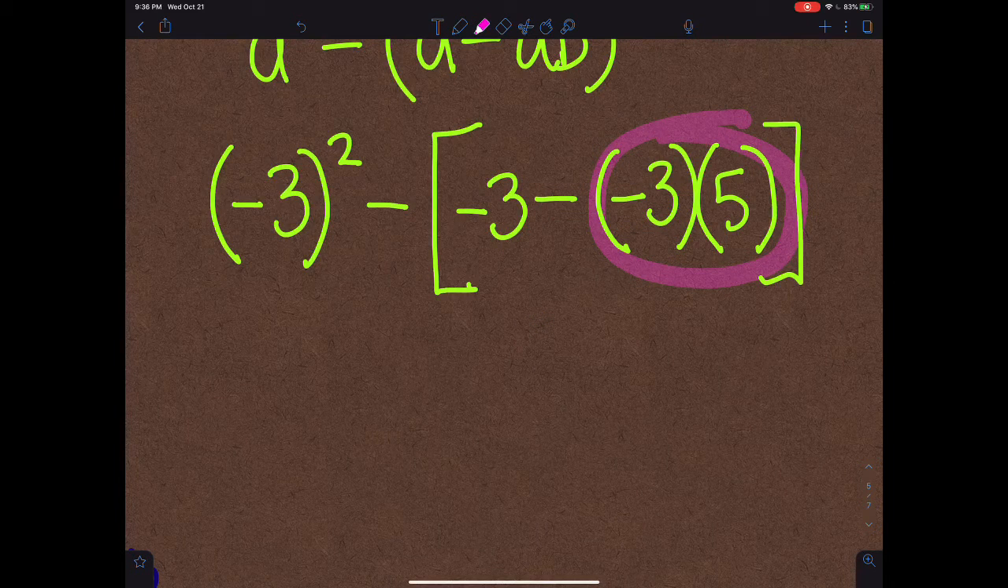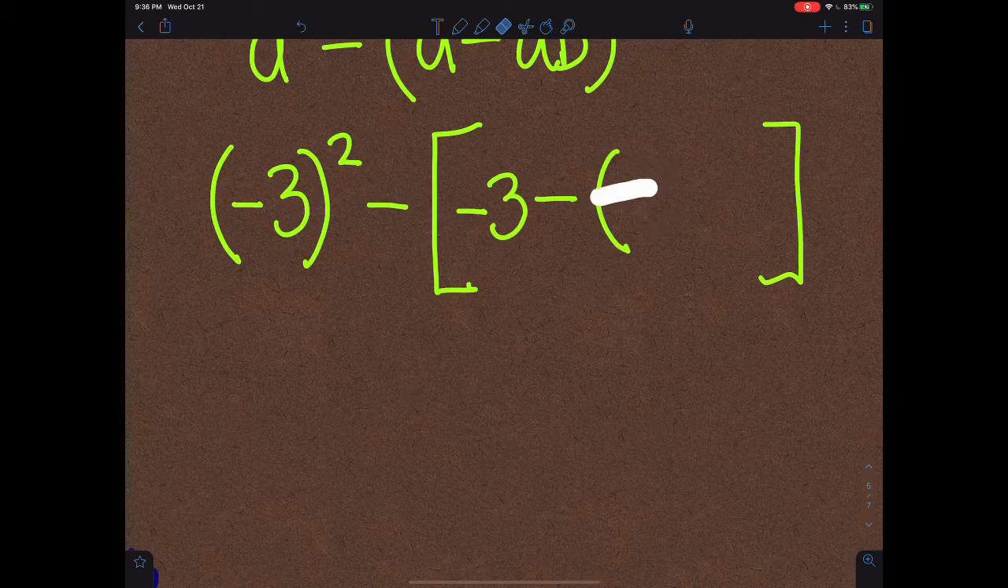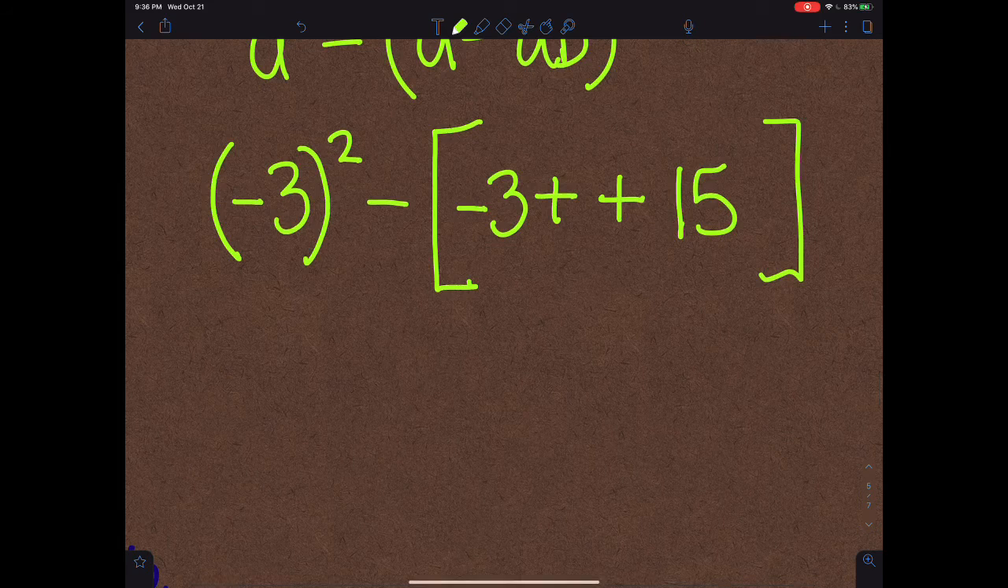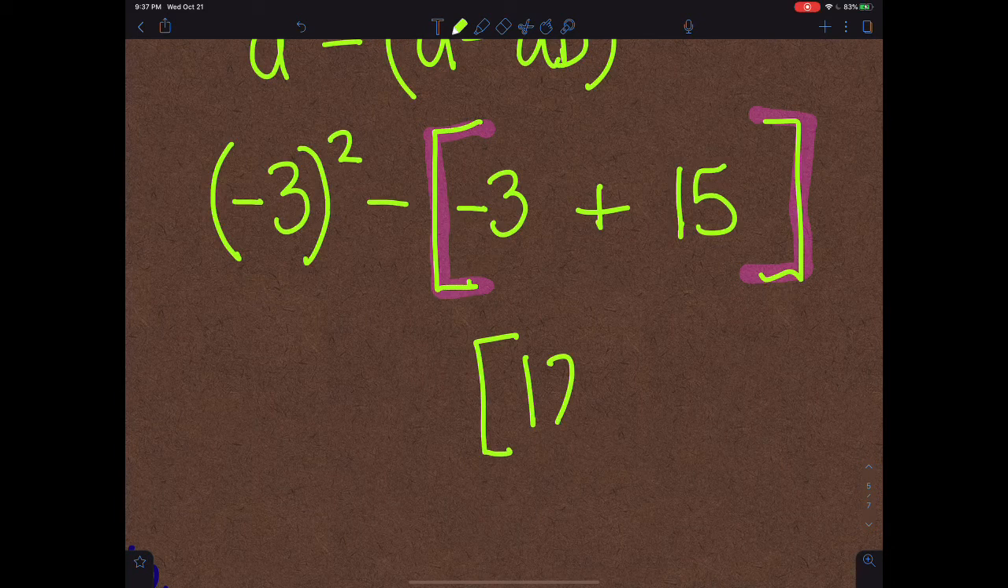That part, negative 3 times 5 is negative 15. So I'm just going to change this whole thing. I'm going to erase it and put negative 15. And of course, two negatives together are just going to end up being a positive. So I'm just going to add that instead of subtracting it. And I'm going to simplify that to negative 3 plus 15. And then this becomes an easy problem to simplify inside of these brackets, because it's basically just 15 minus 3, which is 12, right? So inside the brackets, I have 12.